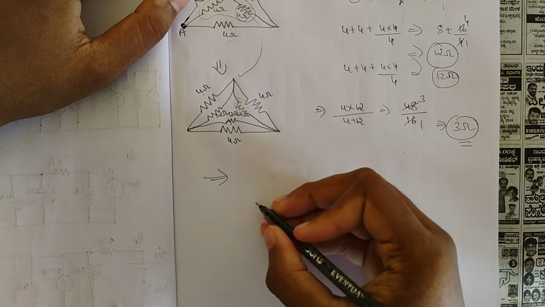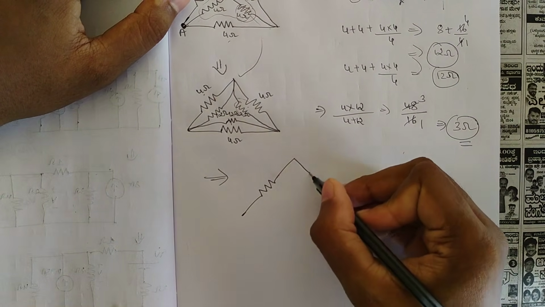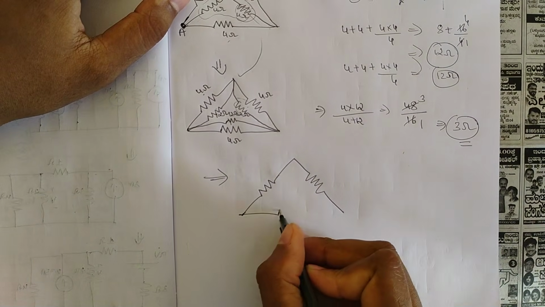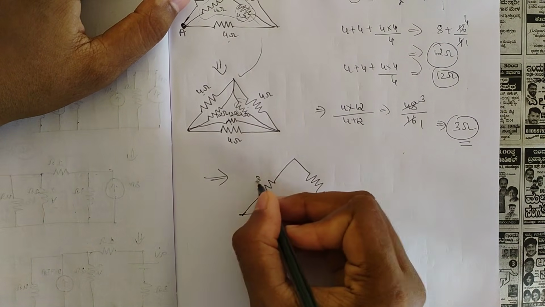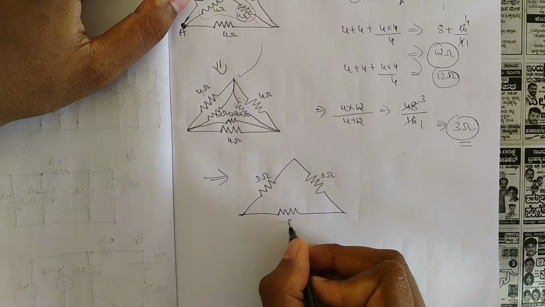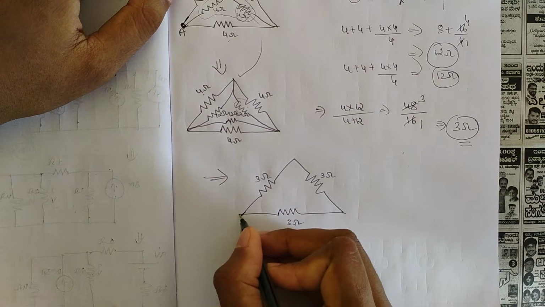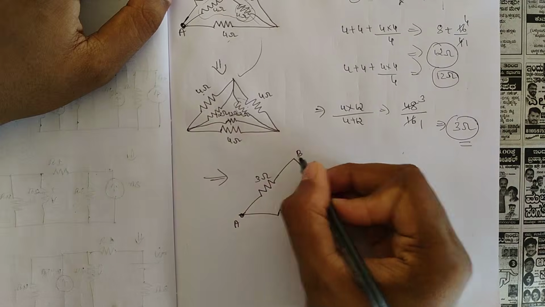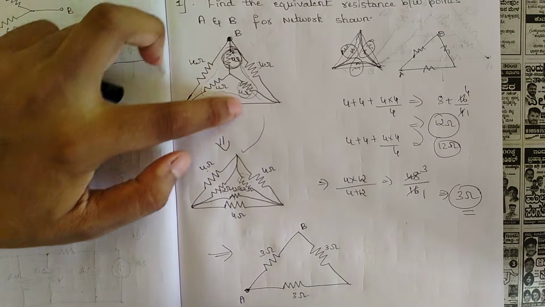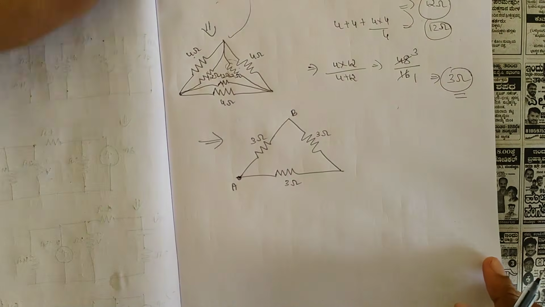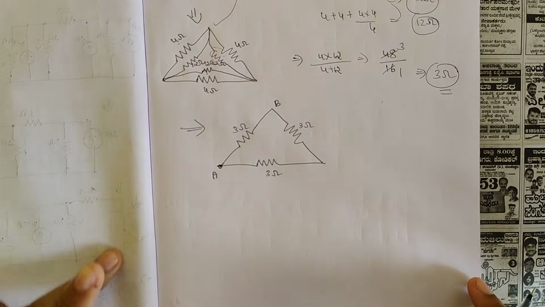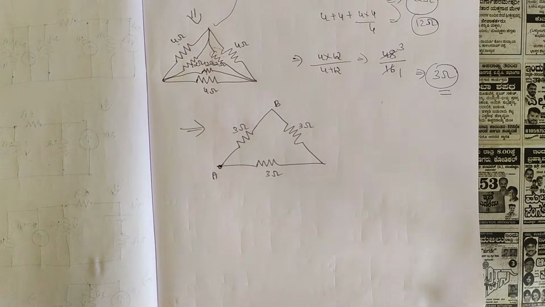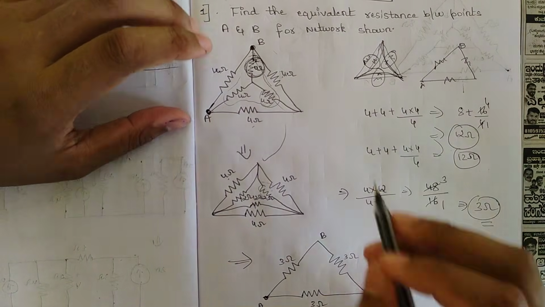So our now reduced circuit is 3 ohm, 3 ohm, 3 ohm, and don't forget to write the terminals A and B. So like this we have reduced this part till here. Hope this is clear. For those who have not understood, I'll explain again.